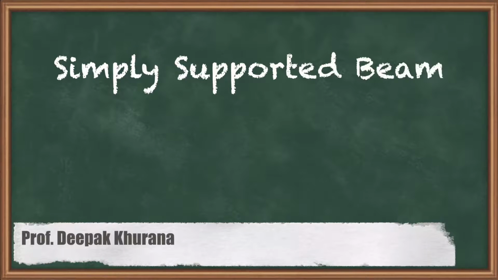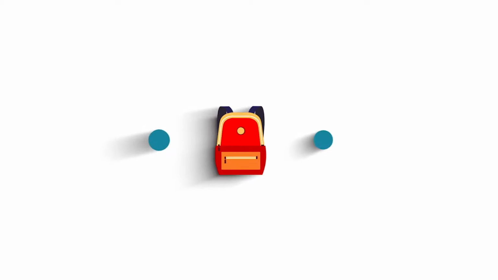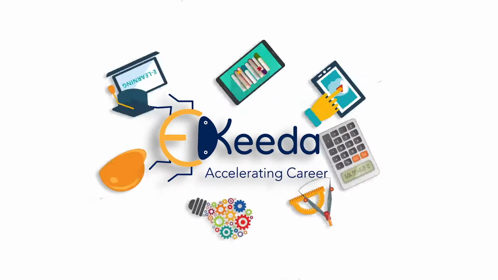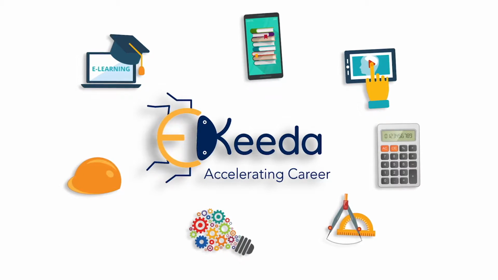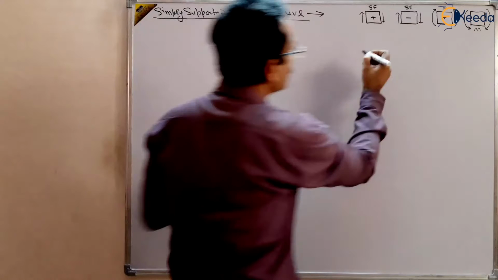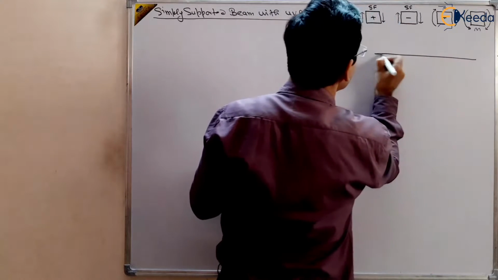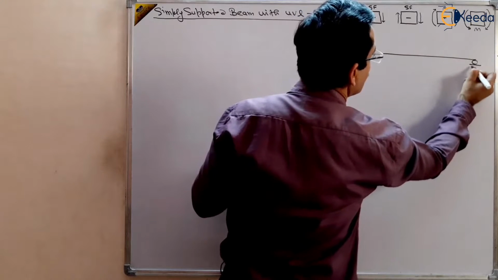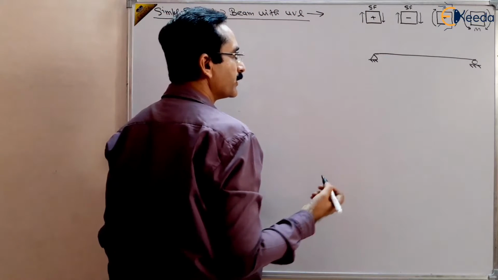Hello everyone, in this session we are going to study the simply supported beam with uniformly varying load. Suppose we have a simply supported beam. This is our simply supported beam. One is a hinge joint, another is a roller joint, as you already know.